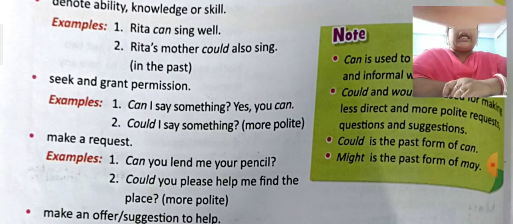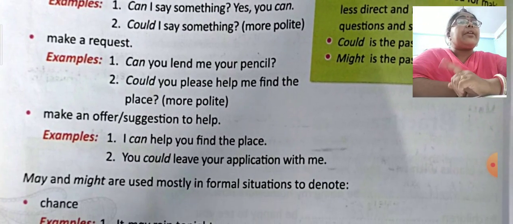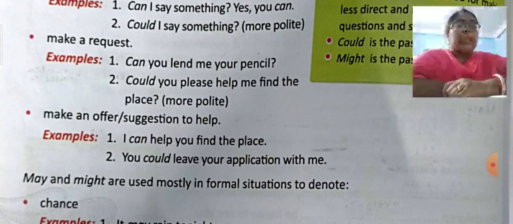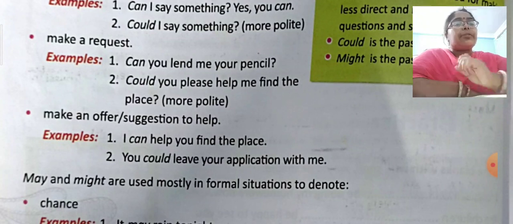Now the next, making a request. Can you lend me a pencil? Can you let me go out for the washroom, or can you let me go out to play? So this is making a request. Now the next, make an offer or a suggestion to help. I can help you find the place. I can help you to do your work. These are all making an offer or suggestion to help.